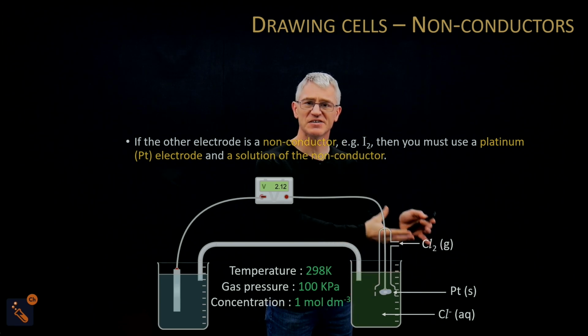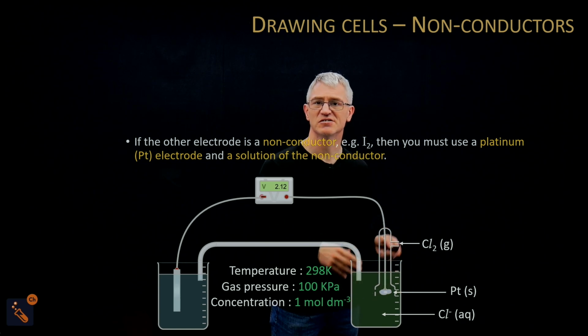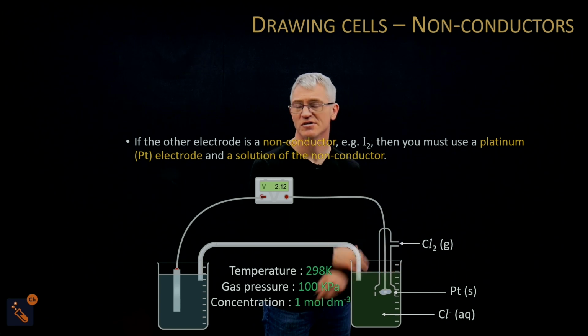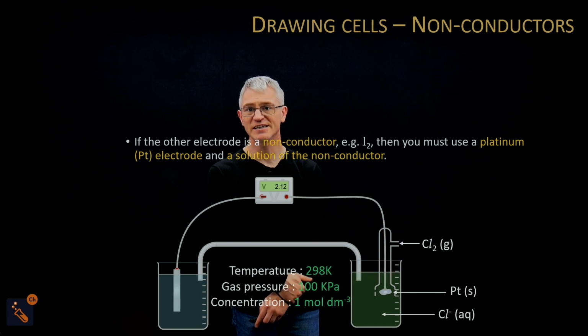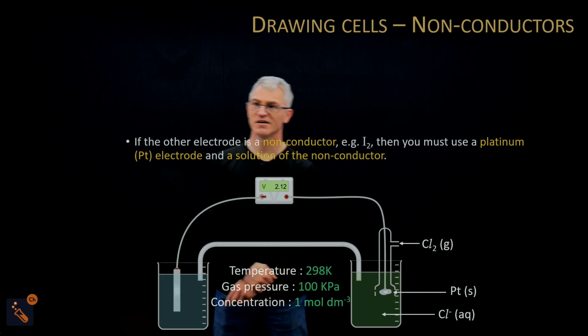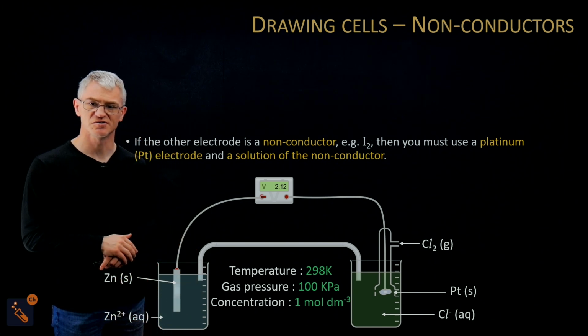And if it's a gas, we're going to need this little setup that we've got in a hydrogen electrode to do it. So if you've got a gas and you've got an aqueous and they're both non-conductors, you're going to have to put a platinum electrode in there. And remember, that's got to be 1 mole per decimeter cubed. Now, again, this is just set up according to zinc.